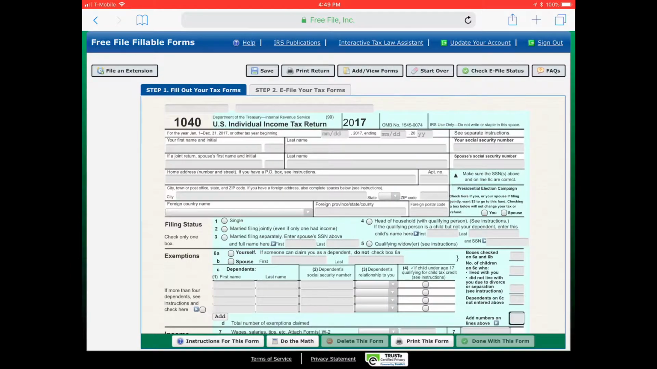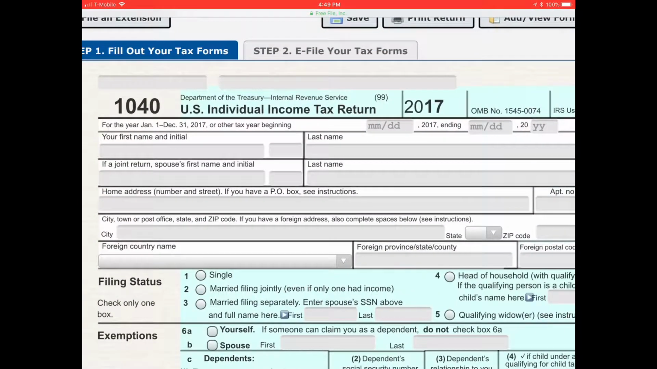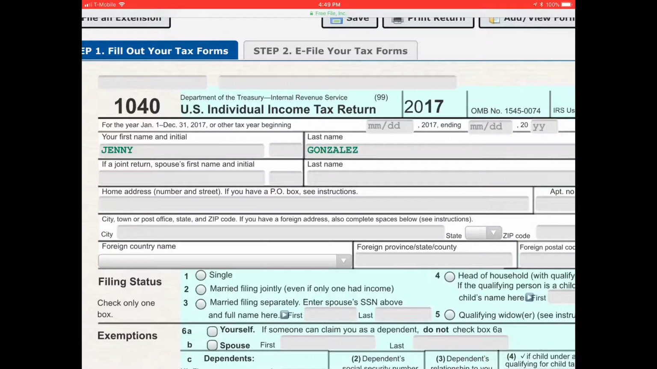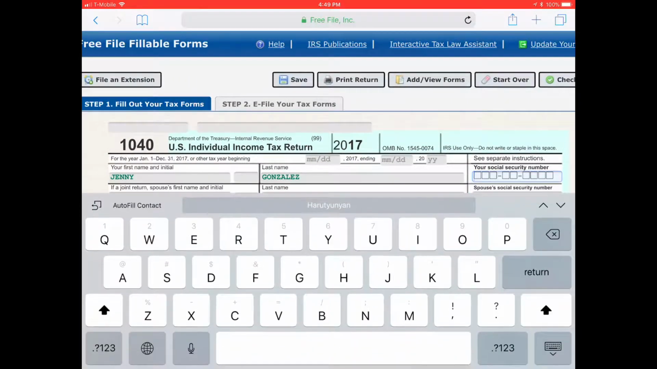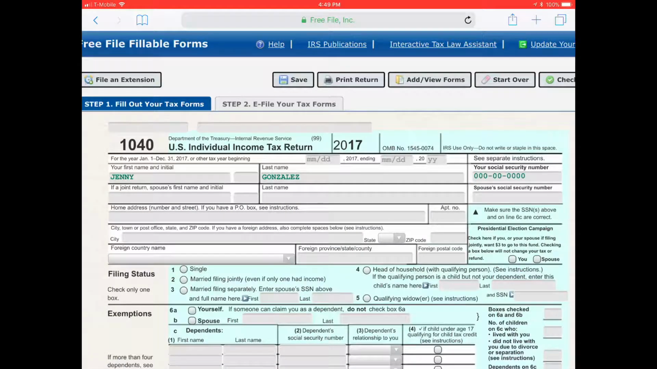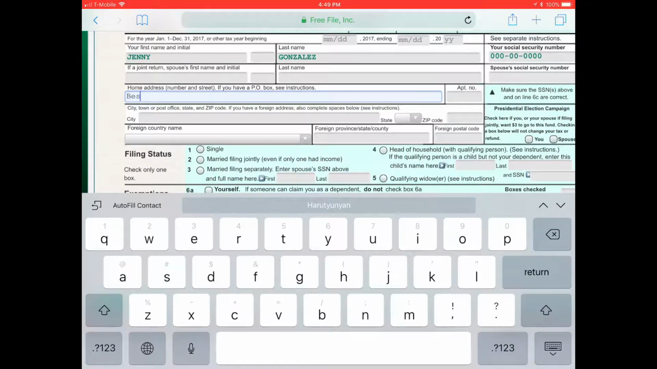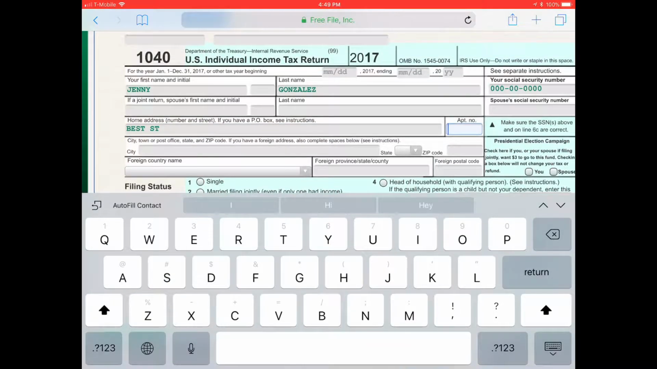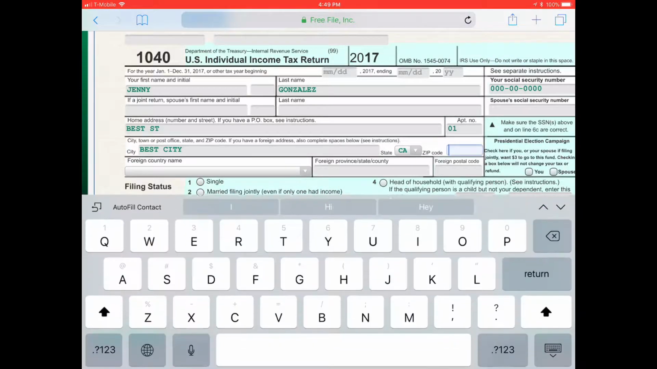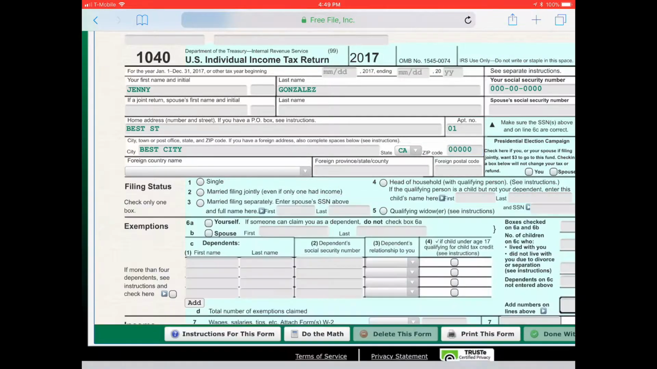So this is the main form that has all your income information, the reference to the income sources, and also your personal information. So you start with your name. Let's say it's Jenny Gonzalez, your social security number. If you're married and you're filing a joint return, you enter your spouse's information. We're going to assume she's single, so leave it blank. Then the street address, the city, the state, pretty self-explanatory. Don't really need to explain this part.